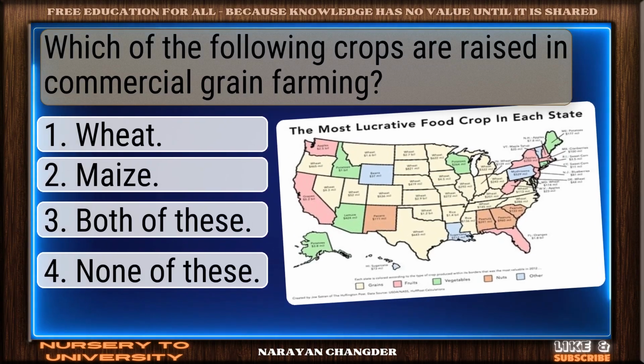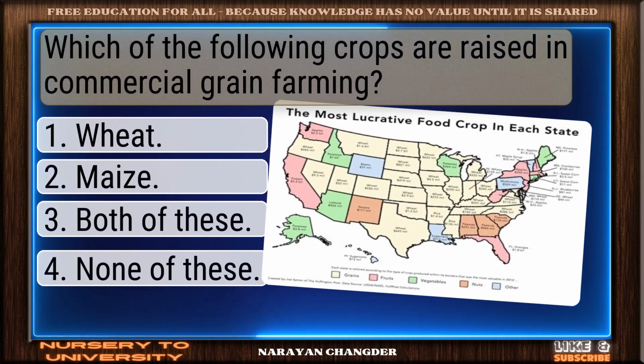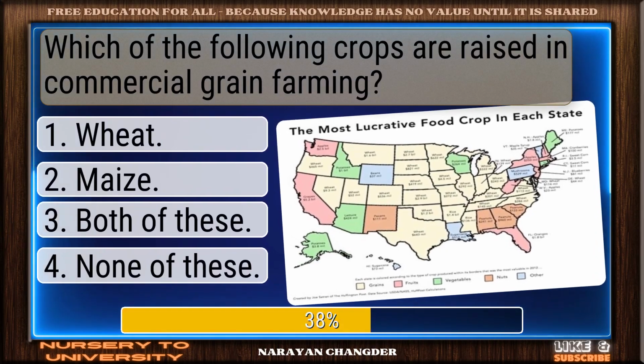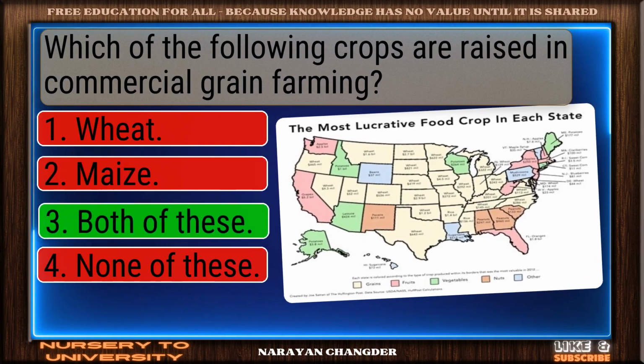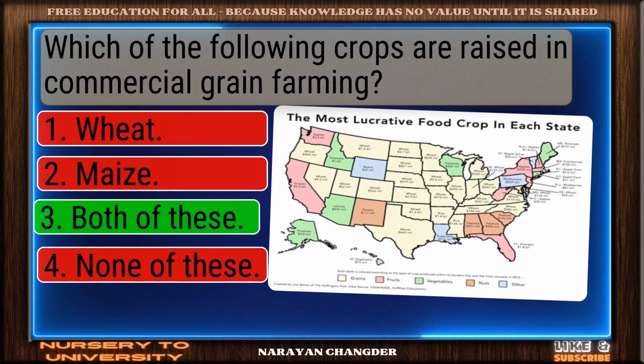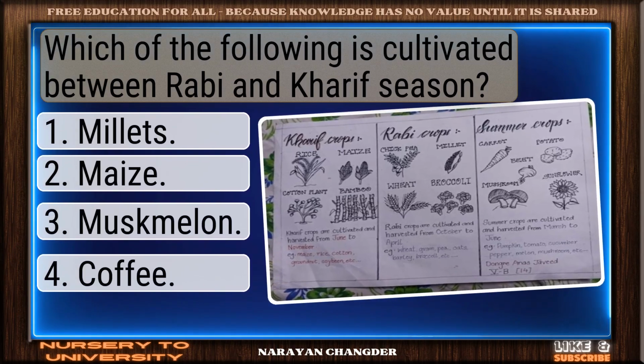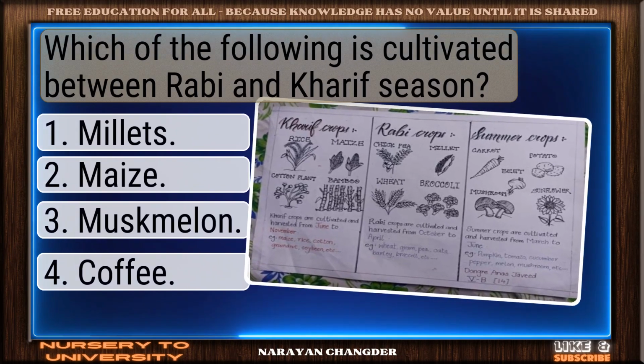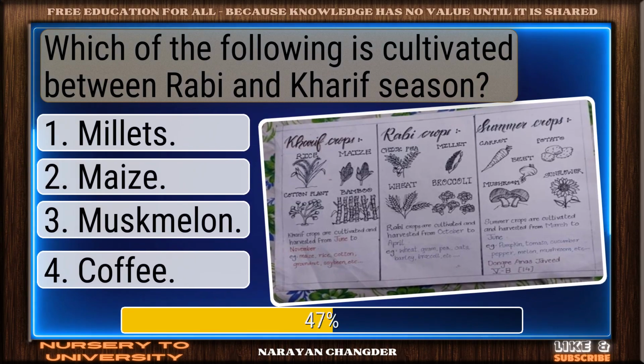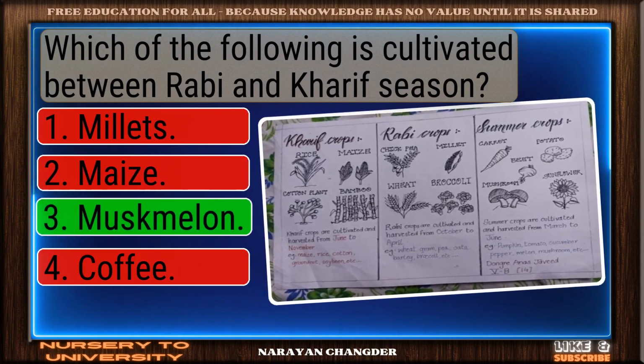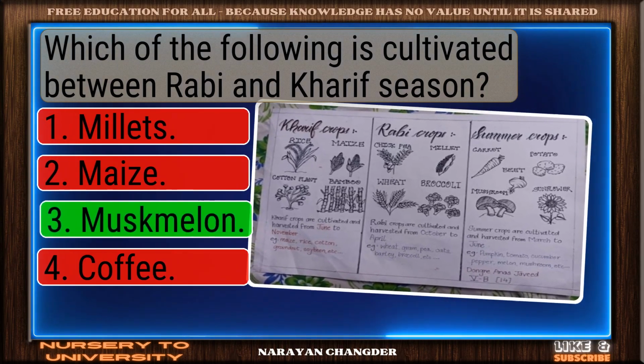Which of the following crops are raised in commercial grain farming? Correct response. Both of these is accurate. Which of the following is cultivated between Rabi and Kharif season? Right choice. Muskmelon is best.